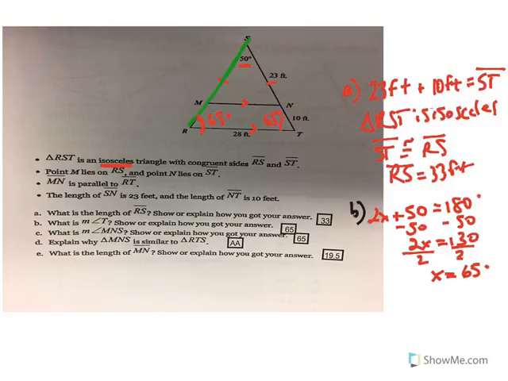Part C says, what is the measure of angle MNS? Show or explain how you got your answer. Okay, let's find MNS in the triangle. Angle MNS. Remember, the vertex is in the middle. The vertex is the middle letter. So we're talking about this angle right here. You need to know how to read angles, right?